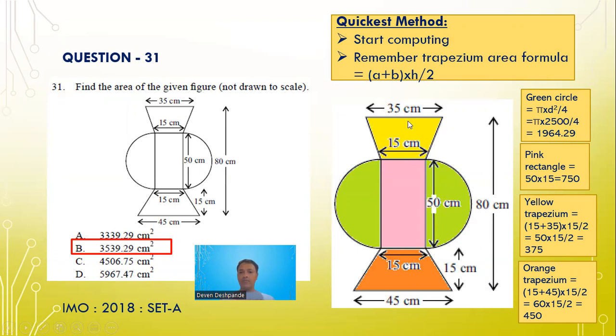So this is 15. So for the yellow trapezium, it is (35 plus 15) into 15, the height is 15 upon 2. 35 plus 15 is 50, into 15 upon 2 is 375.